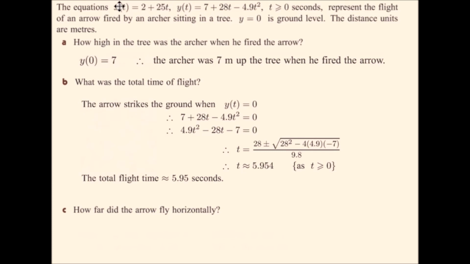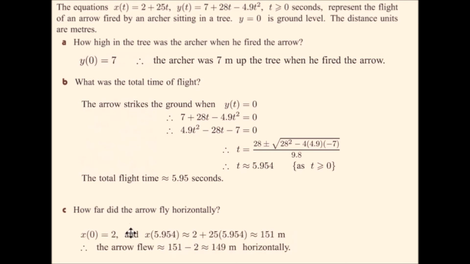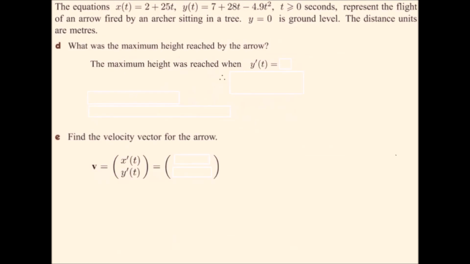So if I were to let t equals 0, I'll get 2, and then it lands at 5.95 seconds, so therefore I need to work out what x of 5.95 is equal to. So once I do that, I've got these two distances. I then subtract the two from each other to work out the distance travelled. Part D, what was the maximum height reached by the arrow?